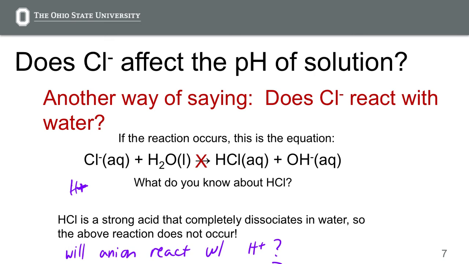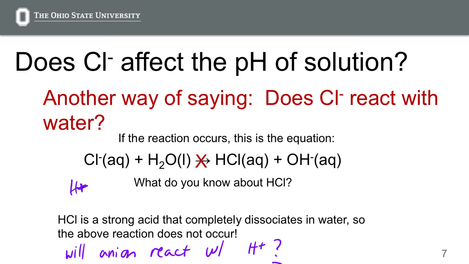That's what we're basically getting this all down to. Will an anion react with H+? Will a cation react with OH-? Now, you might be thinking that's going to be really hard to predict, but it's not too bad because we know our list of strong acids and strong bases.